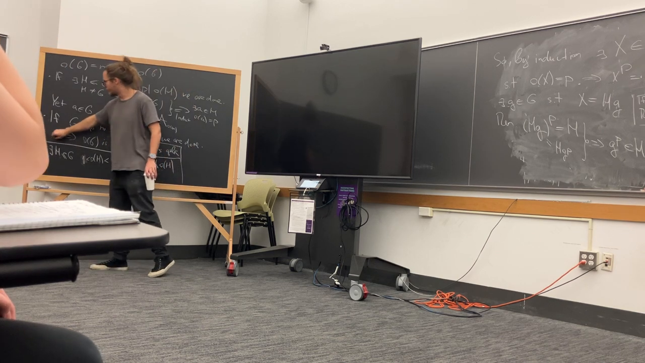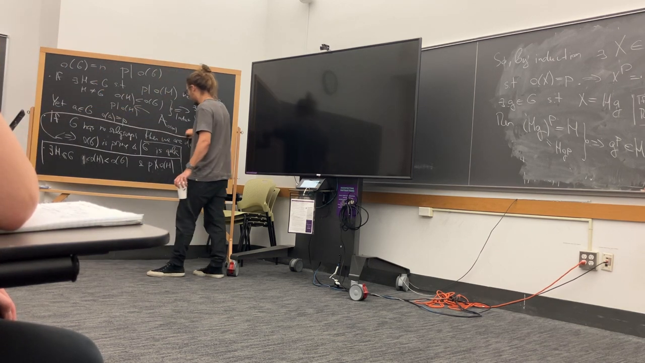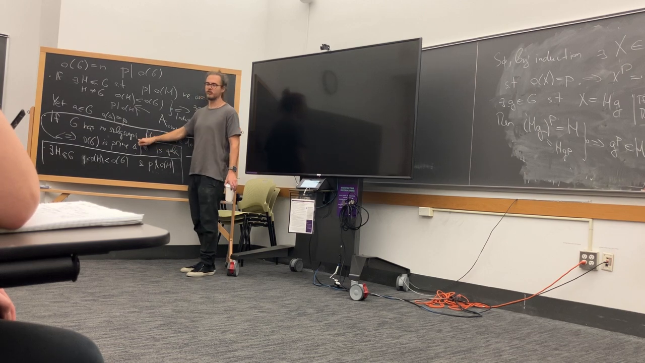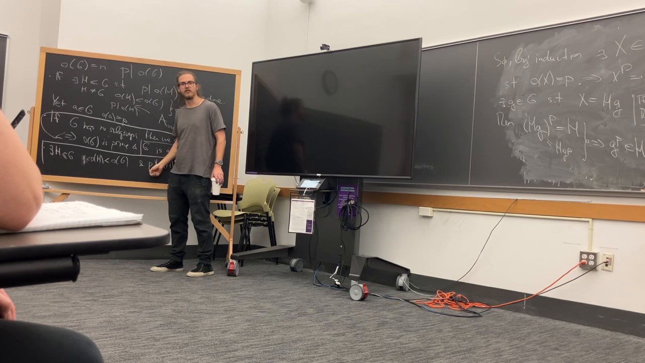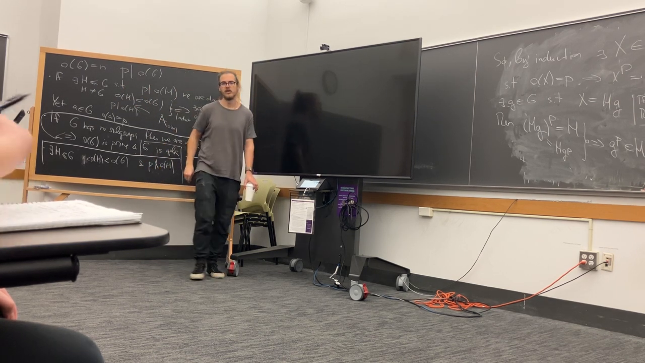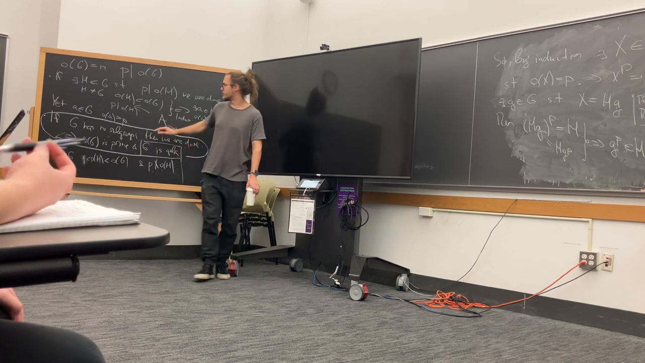Let's start with here. Doesn't matter which case we start, but I think this is a better place to start. From here we know that if there are no subgroups, we're done. So there should exist some non-trivial subgroup. If its order is divisible by P, we're done. Let's assume that it's not divisible by P. So probably this is a better place to start.